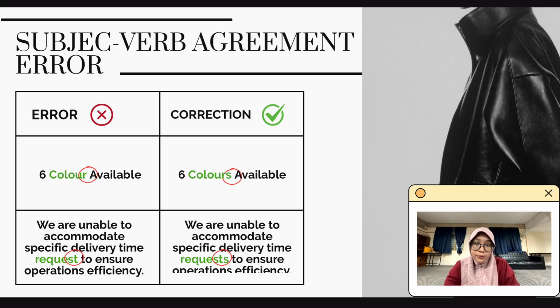So moving on to our first category, which is the subject-verb agreement error. In the first sentence, "6 color available." The number 6 indicates more than one item, but the noun "color" is written in singular form. Plural numbers have to be followed by plural nouns. Therefore, the correct form is "6 colors available."